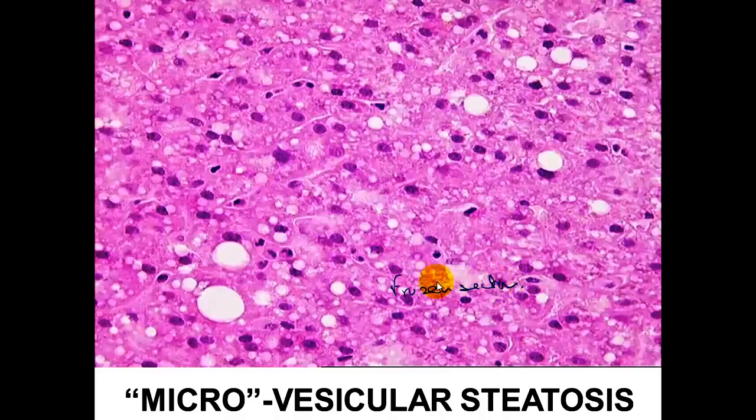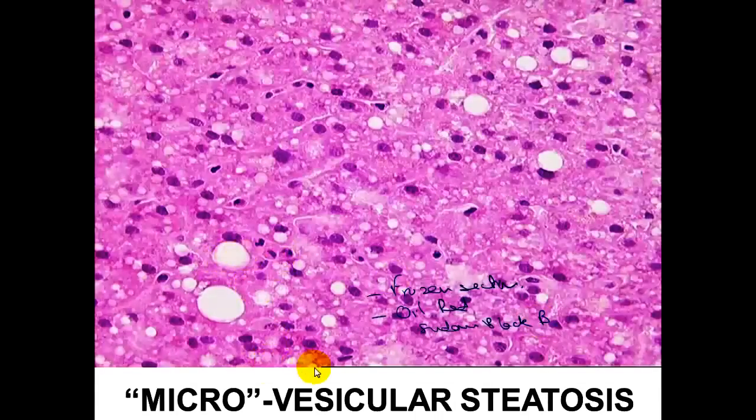Frozen sections are required if you want to see the fat, because if you freeze the tissue and then cut it, the fat will be preserved, and then you can use special stains for fats like Oil Red O, Sudan Black B, and so on. All these are special stains for fat. Here you can see this is a microvesicular steatosis.